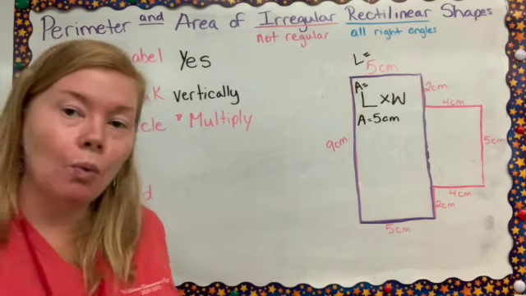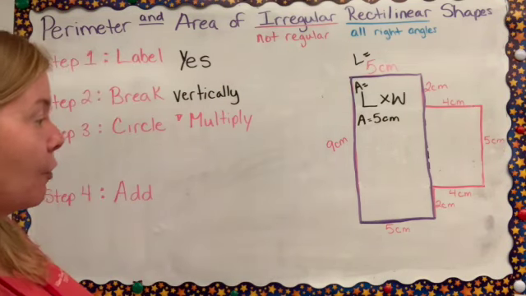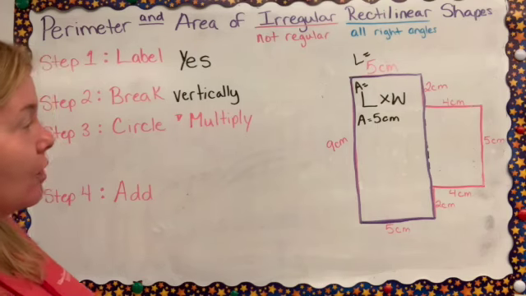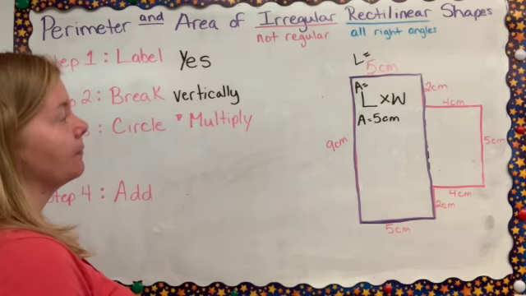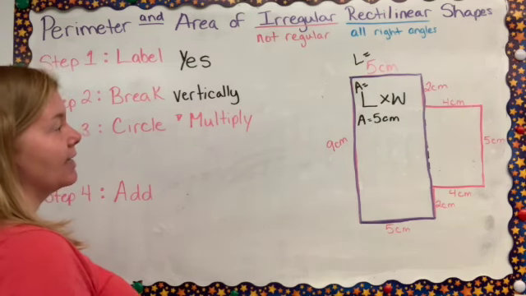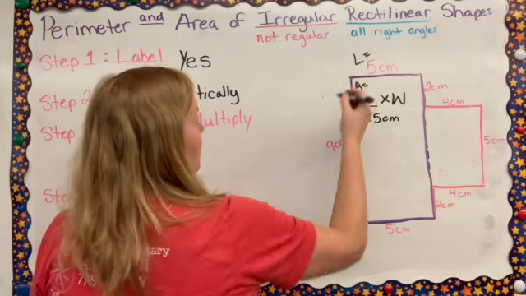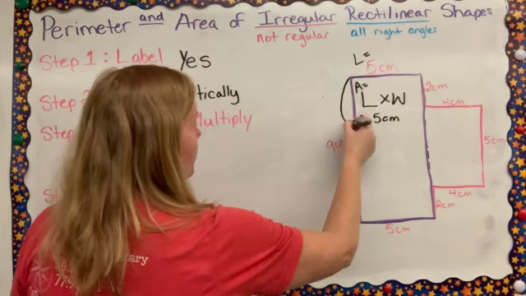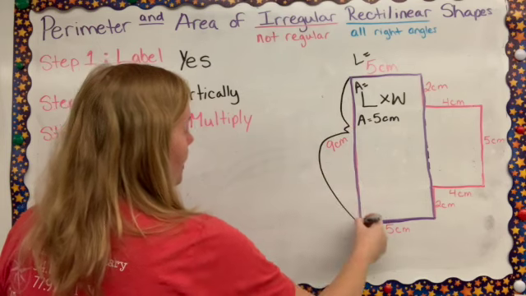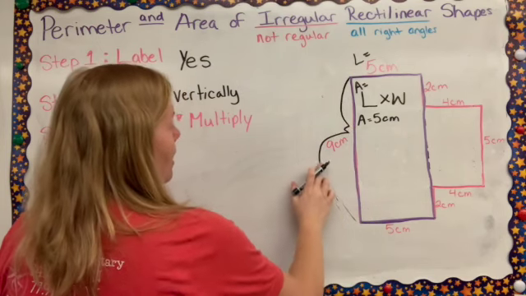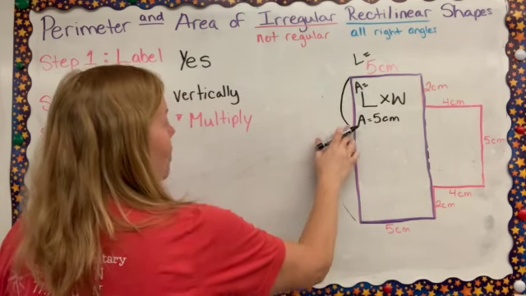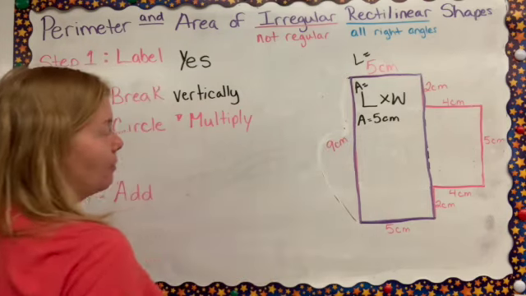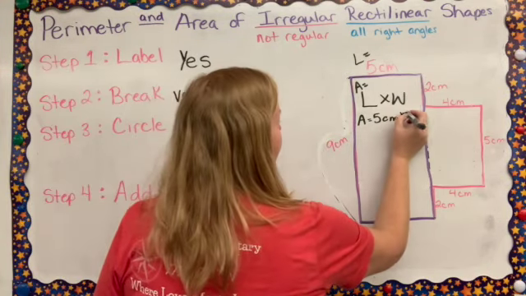What is my width? It's actually not very difficult to figure out the width on this one either. How wide is it? Perfect. I'm going to use this right here. This is my width. That's how wide it is. 9 centimeters.